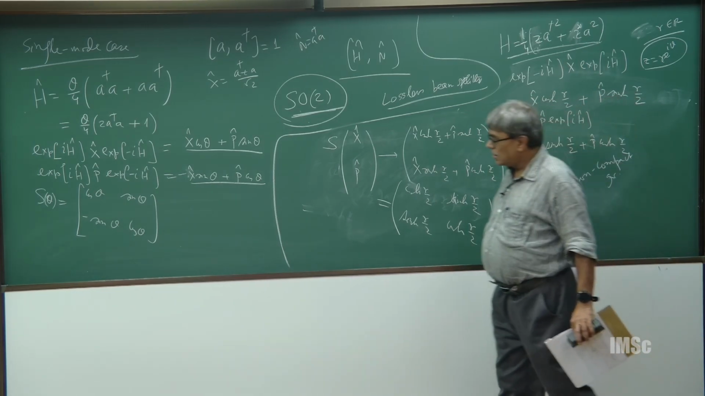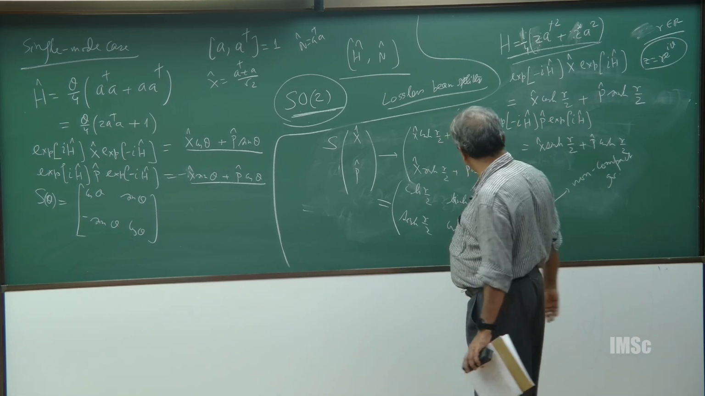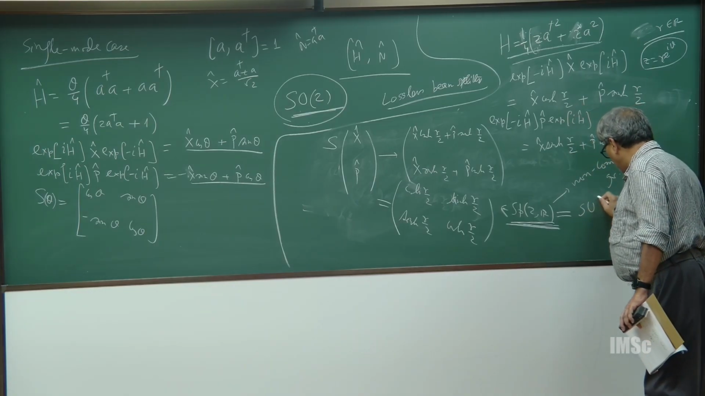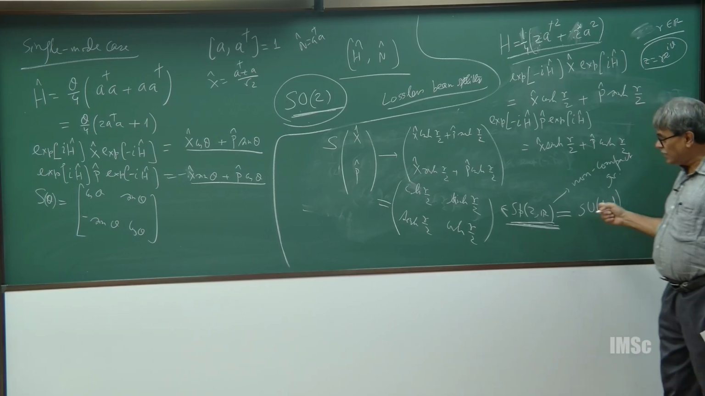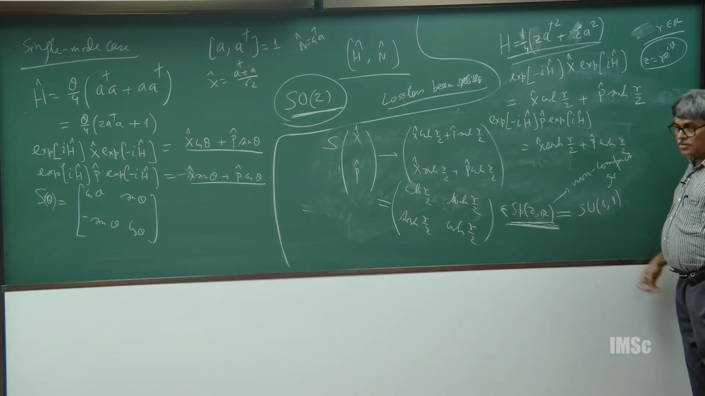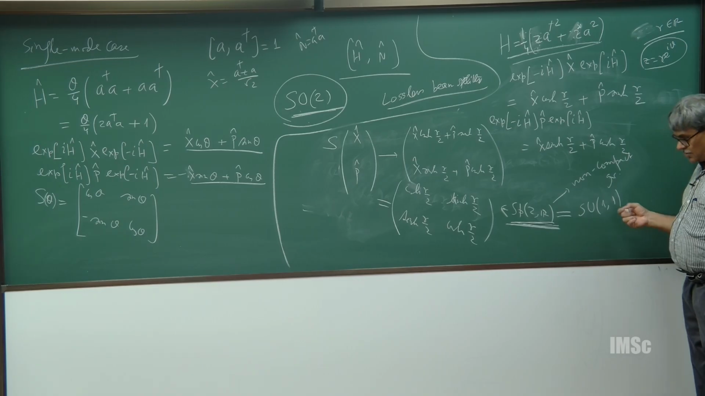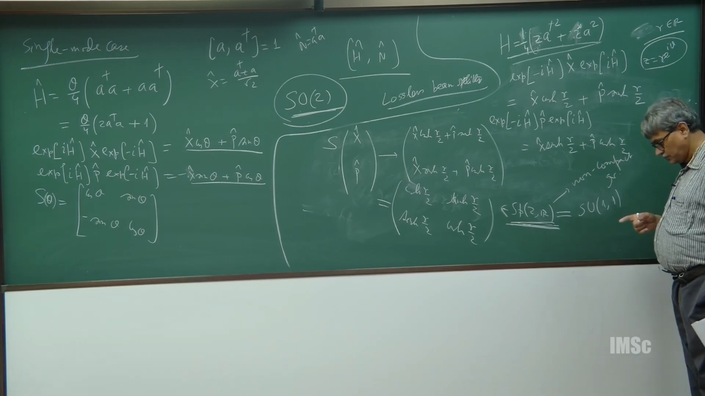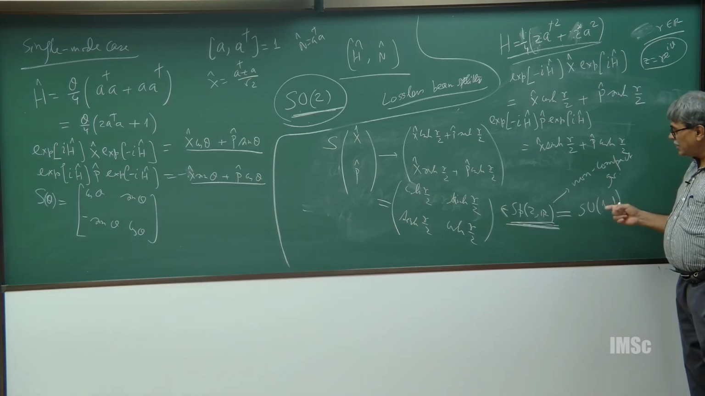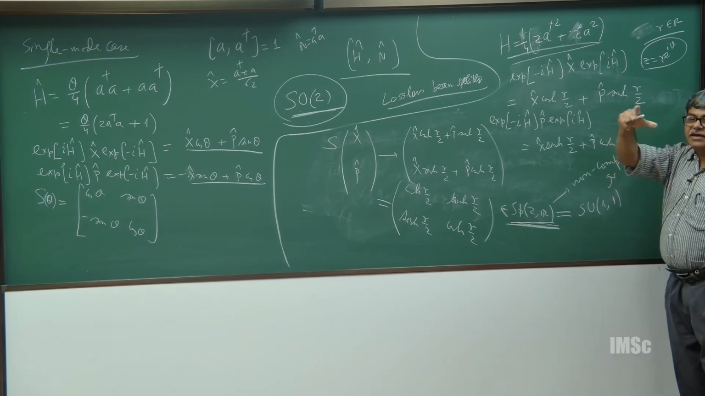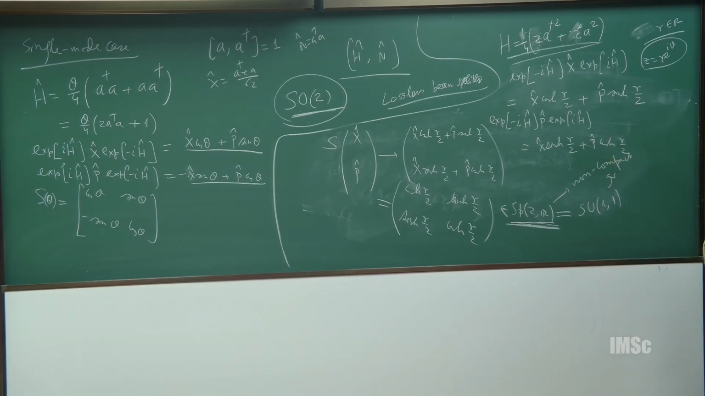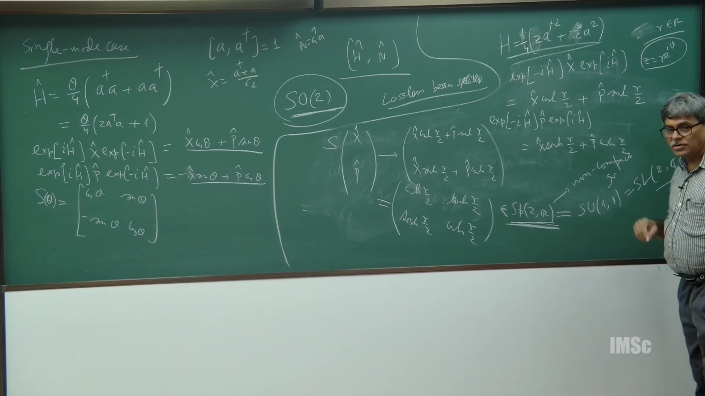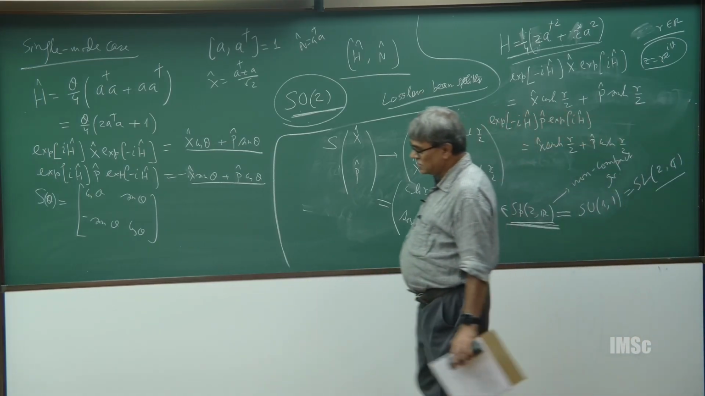This is also a generator of this group. What happens is that this group is isomorphic to the group SU 1 1, the group of 2 by 2 matrices which keep this Lorentz distance fixed. And this is also the group SL2C, the special linear transformations in 2 dimensions.